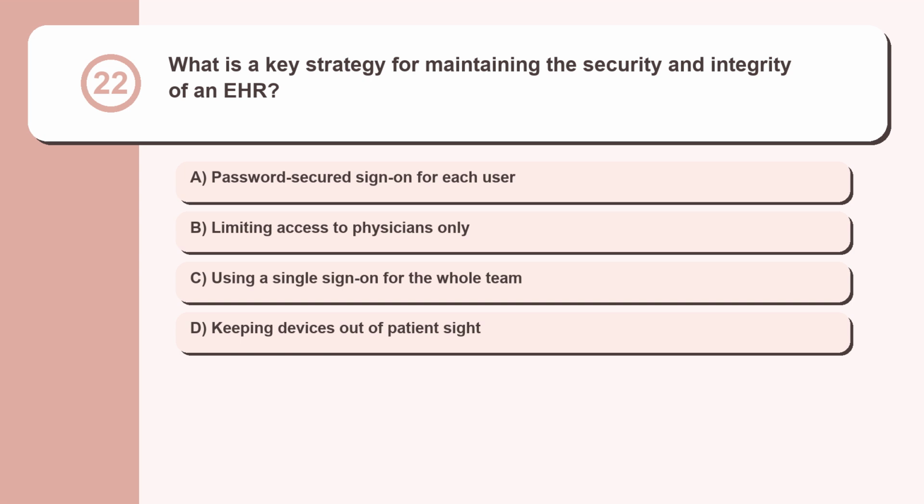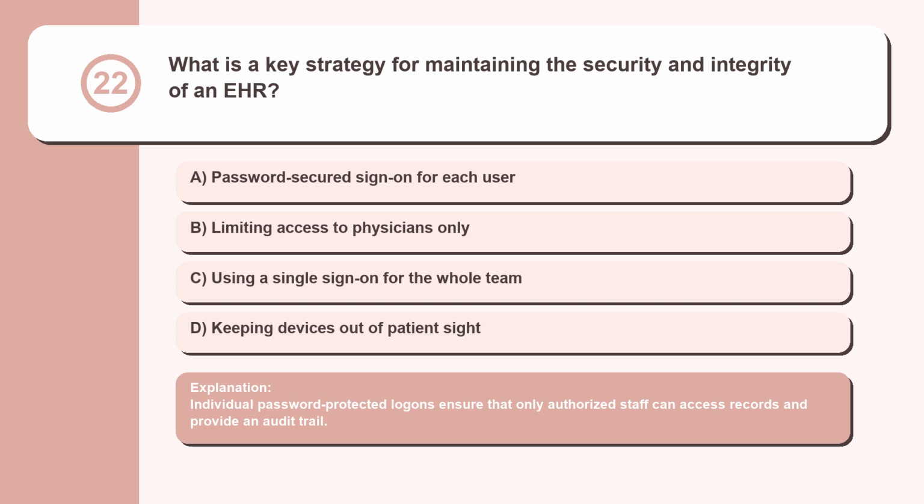Question 22. What is a key strategy for maintaining the security and integrity of an AIR? Here are your options. Option A. Password secured sign-on for each user. Option B. Limiting access to physicians only. Option C. Using a single sign-on for the whole team. Option D. Keeping devices out of patient sight. Explanation. Individual password-protected logons ensure that only authorized staff can access records and provide an audit trail.